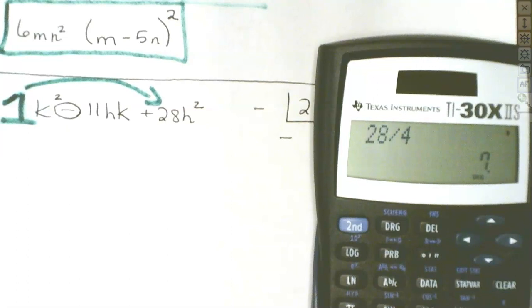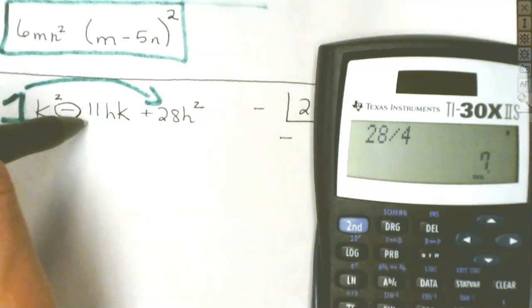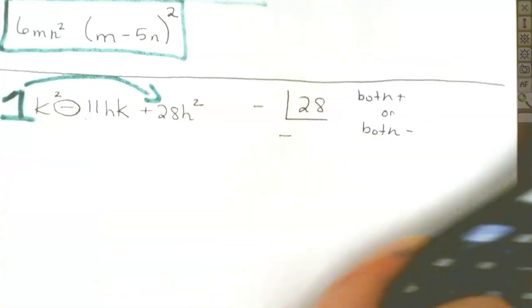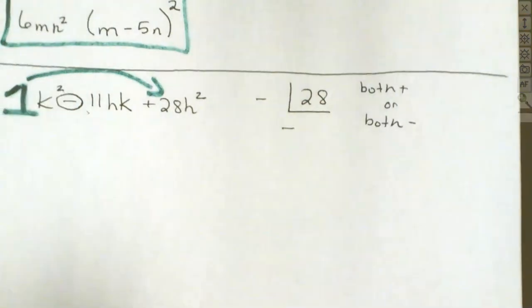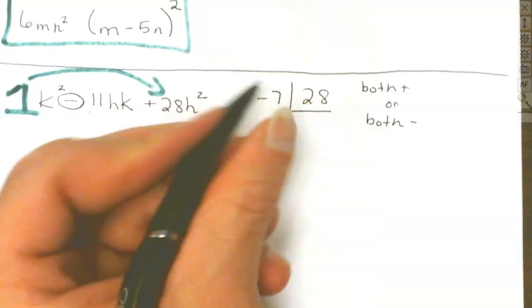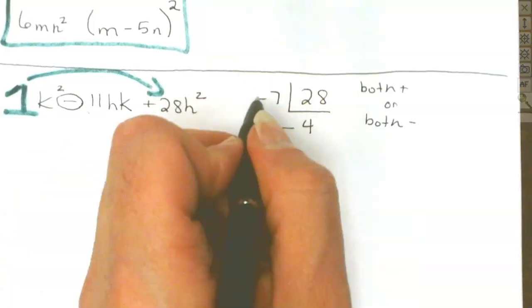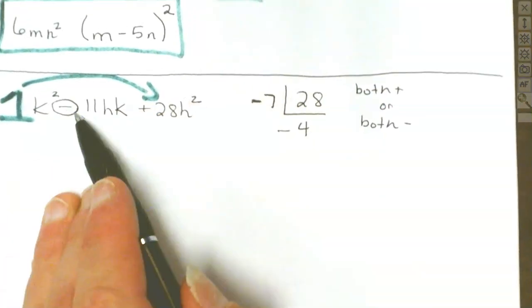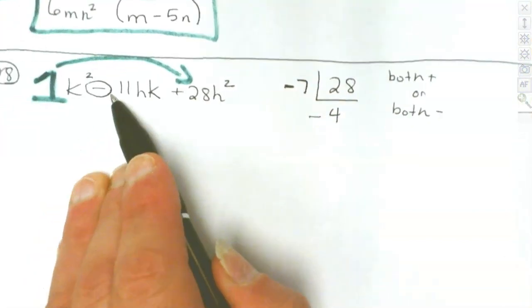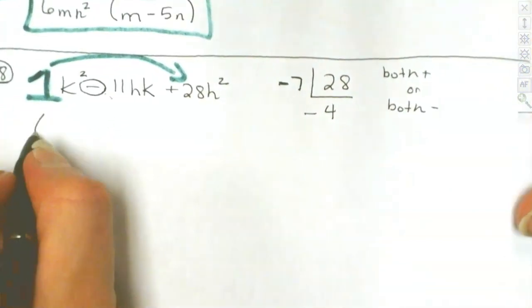Okay, 4 and 7. 4 plus 7 gives you what? 11, right? That's what I want. I'm using a 4 and a 7. I always write the larger number first. We know they're both negative because we want a negative 11 here. Now we can jump to our factors.